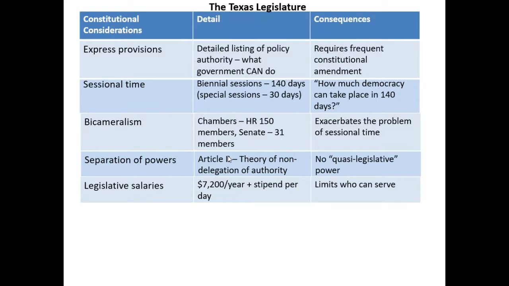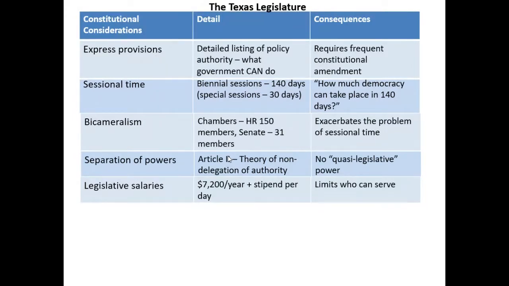How many legislators can be? There's 150 members of the House and 31 members of the Senate. Let's discuss. Can you have a regular job while you do it? Yeah. Well, I hope. Okay, look, let's say you work for Lowe's Home Improvement Center.